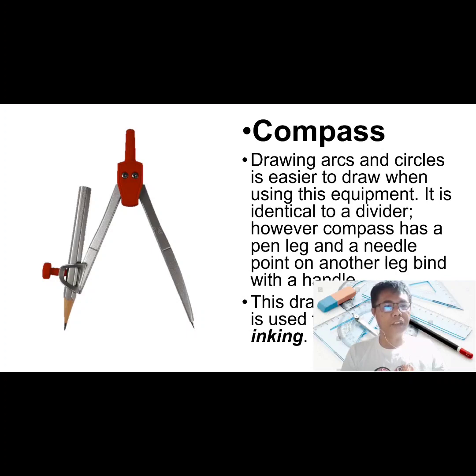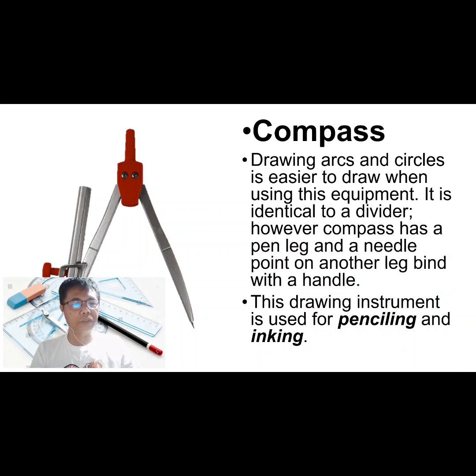It is identical to a divider. However, a compass has a pen leg and a needle. Take note, it has a pen leg and a needle, while the divider has two legs with needles. This drawing instrument is used for penciling and inking, meaning you can draw arcs and circles using a pencil attached to the other leg, or you can attach an ink or a technical pen.